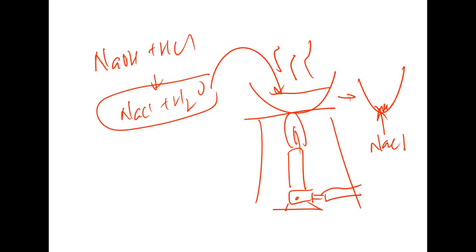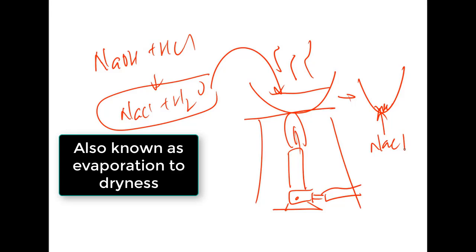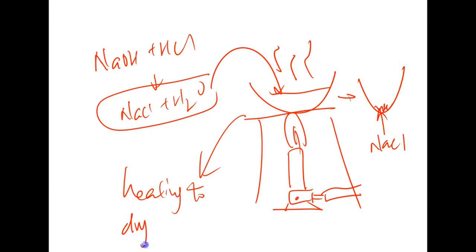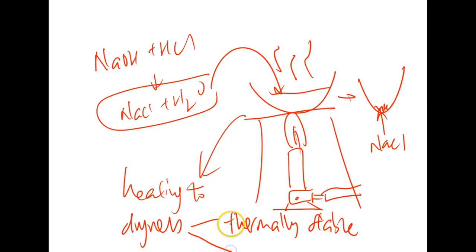But can this be done for every single salt? Actually no. Heating to dryness assumes that the salt is thermally stable. It means that if it's heated, it won't break down. If it breaks down, this is a useless method. It also assumes that the salt has no water of crystallization.